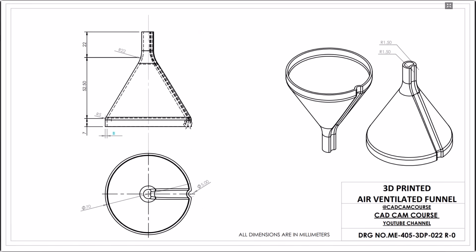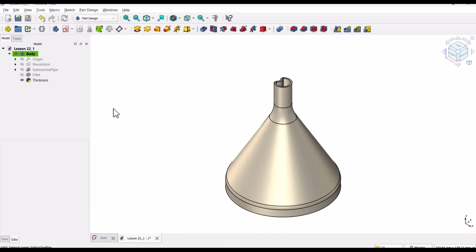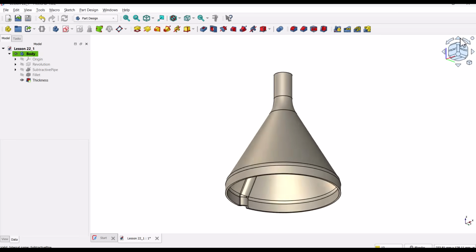The next step is to create the final feature, a small hanging loop or hanging hole. This feature allows the funnel to be hung on a hook or a rack when not in use. It's made using two semicircles sketched on the rim of the funnel. Back in FreeCAD, rotate the model to get a clear view of the wide opening at the top.